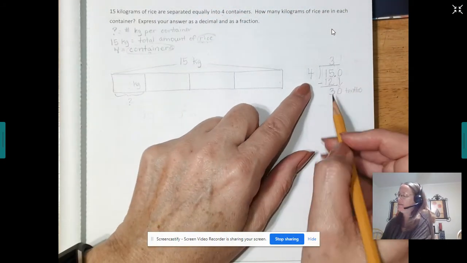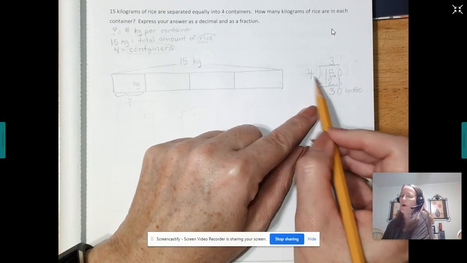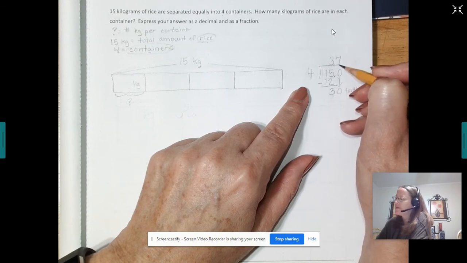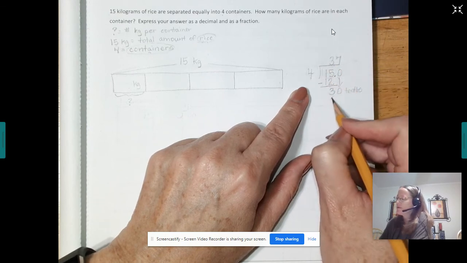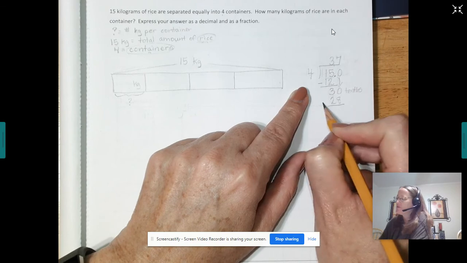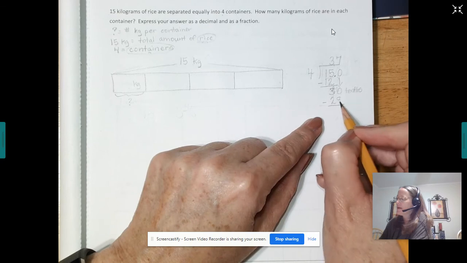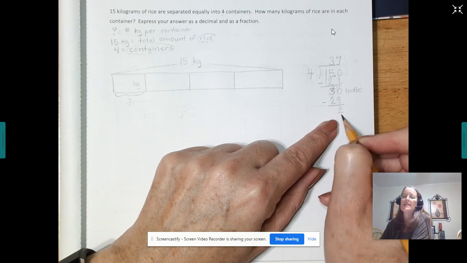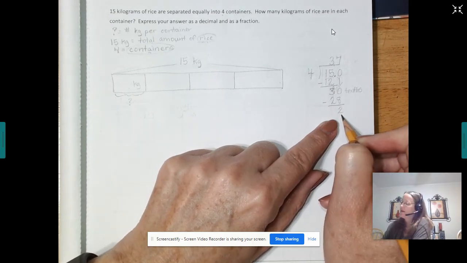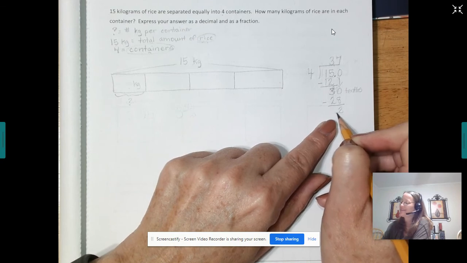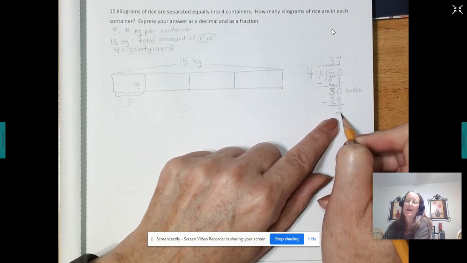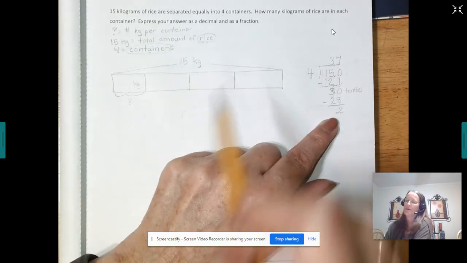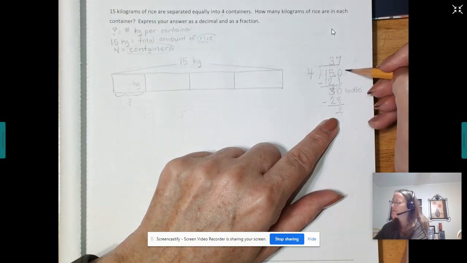Okay, so now how many times will 4 go into 30? It will go into 30 7 times. 7 times 4 is 28. Subtract. 10 minus 8 is 2, or 2 tenths. 30 tenths minus 28 tenths is 2 tenths. Well, I have 2 tenths of kilograms of rice left, and I still need to divide that evenly into the 4 containers. So let's add another 0 here.